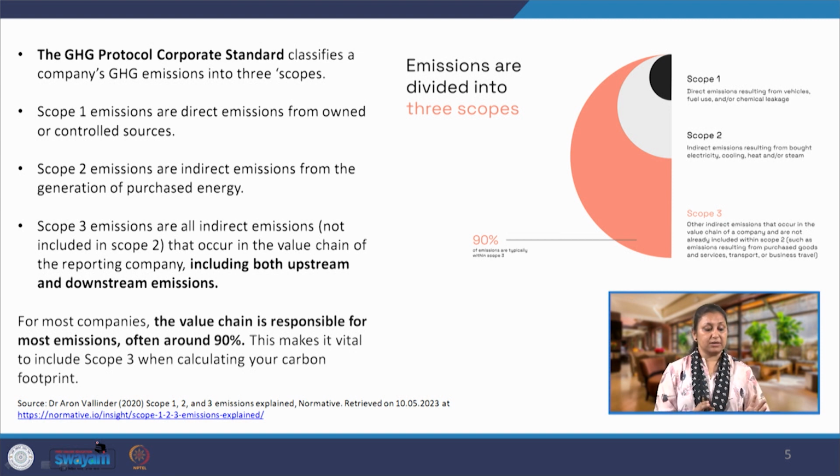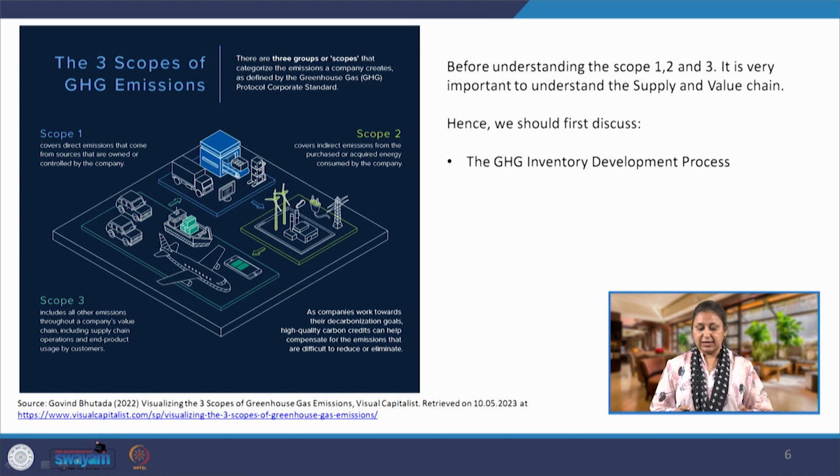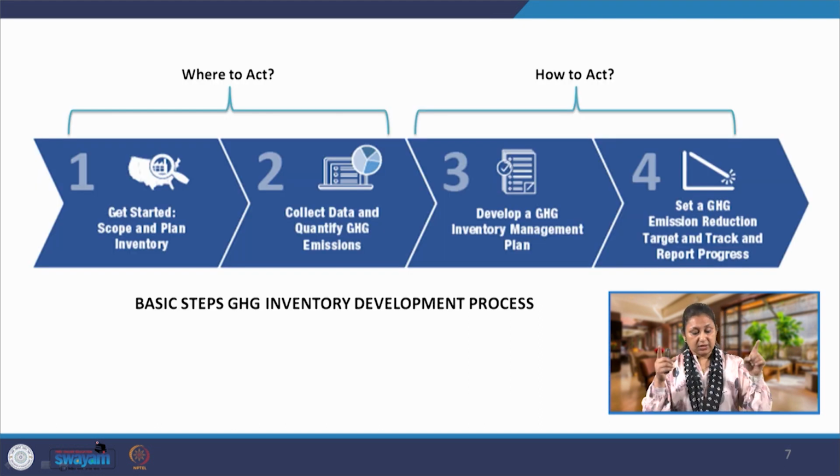Quickly giving you an overview, the GHG protocol, the corporate standard we are talking about, classifies the company's GHG emissions into 3 scopes, scope 1, 2 and 3. I had told you towards the end of yesterday's lecture that scope 1 is the direct emission from owned or controlled sources. Scope 2 is the indirect emission resulting from the purchased energy, and the rest of the indirect emissions we put in scope 3, both for downstream and upstream operations in the value chain of the company. With this we have to understand how we actually develop the GHG inventory, and for that we have to see what the boundary is.